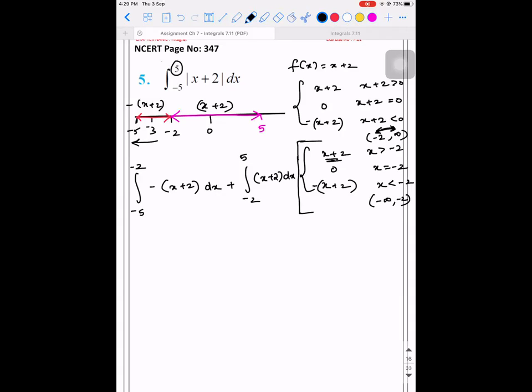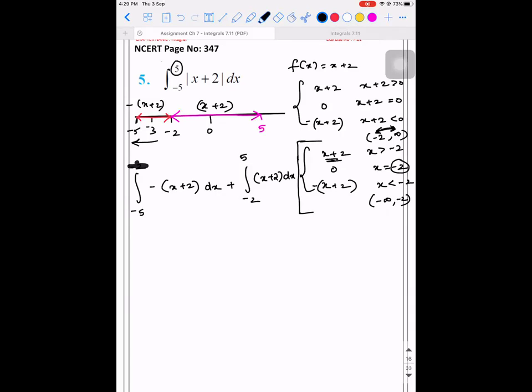See, in the previous problem, 0 was also one of the breaking points. Something happened on the left of 0 and the right of 0. But here, the function is changing only on the left of minus 2 and the right of minus 2. That is why I split it only at minus 2. Okay.